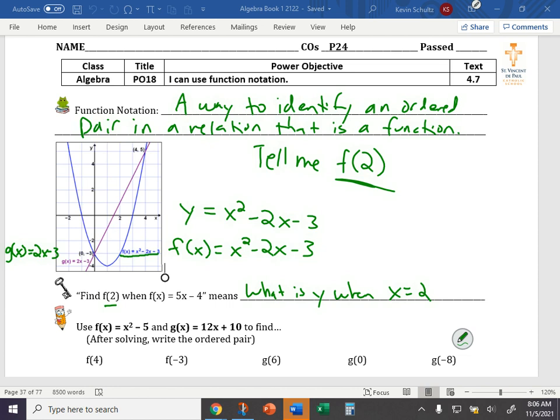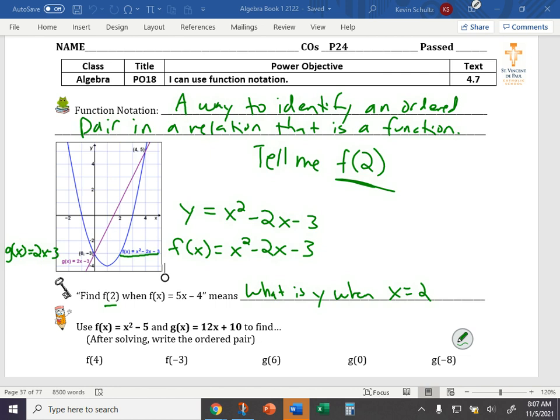So function notation does two things for us. A, it lets you know you're dealing with a function. That's the less important of the two as far as PO18 is concerned. The more important piece is it tells you which equation you're working with and what it wants you to do. The f of 2 when f of x equals 5x minus 4 means what is y when x is 2. So what would we do here?